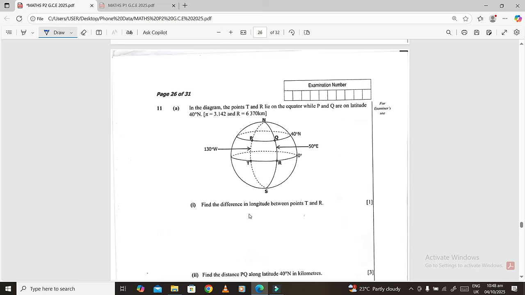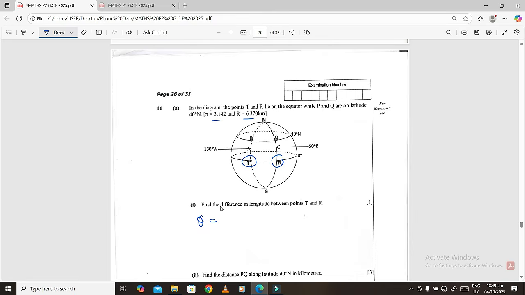So for the next question here, they've given us in the diagram the points T and R lie on the equator, while P and Q are on latitude 40 degrees north. And they've given us the pi to use as well as the R. So find the difference in longitude between T and R. So here we're going to say theta, which stands for difference.